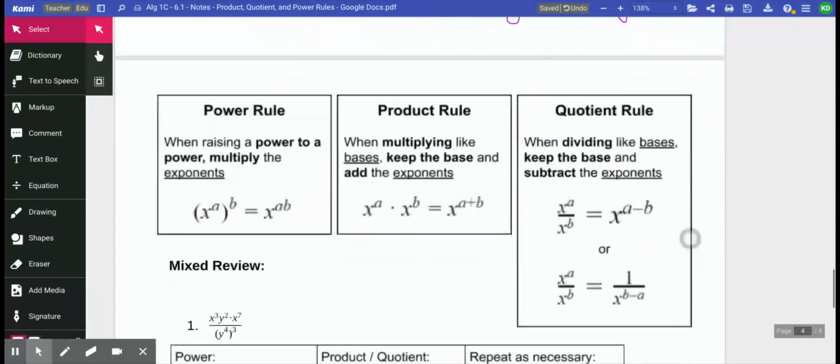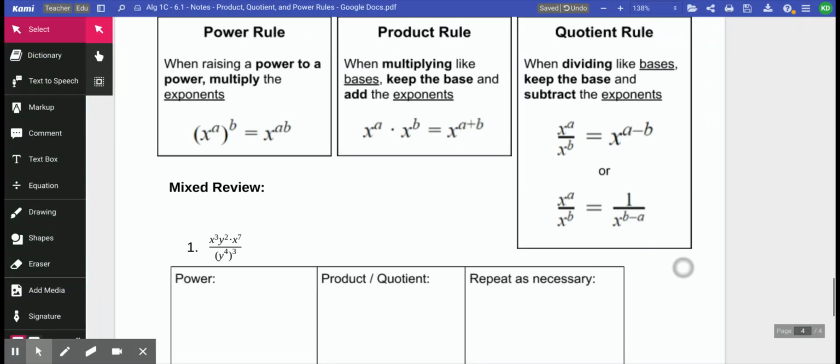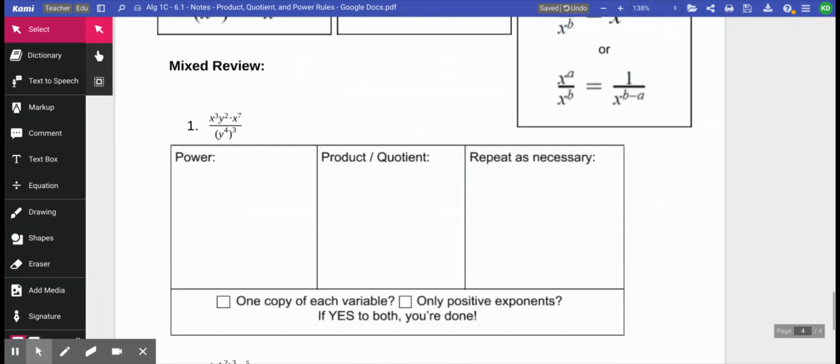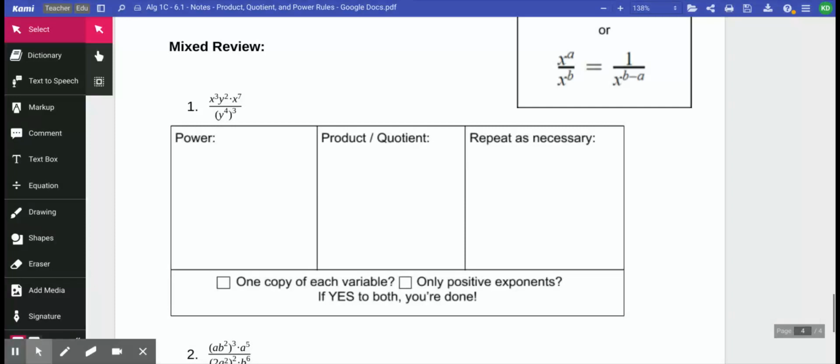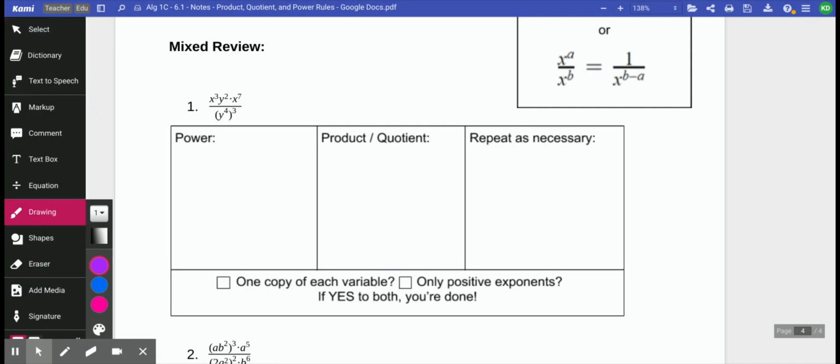All right, these next ones, I just have a recap of the rules here. And we have this graphic organizer. So when we have a lot of stuff to do, we might want to just organize ourselves. So this is just going to remind us to do our power rule first, then our product or quotient rules. It's also going to have us check. We are done when we have one copy of each variable and only positive exponents. Now we've only had positive exponents today, but one copy of each variable.